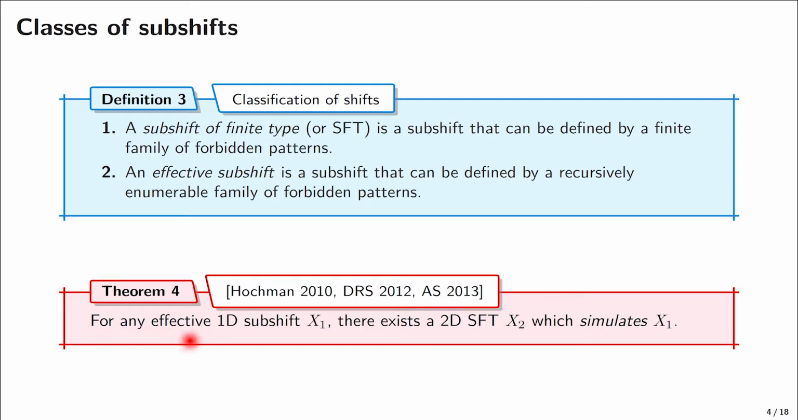If you take a one-dimensional effective subshift, then there exists a two-dimensional SFT which simulates it. I will come back to this notion of simulation later, but I want you to remember this. We can simulate effective subshifts by adding a dimension. And this will be the main method we will use in this presentation.